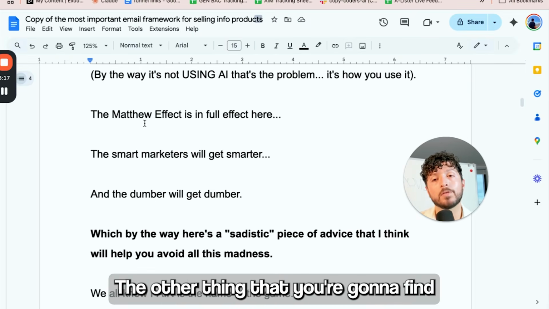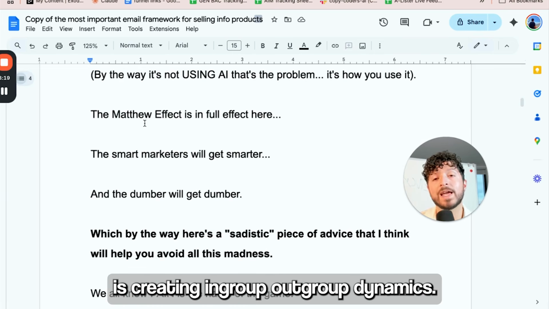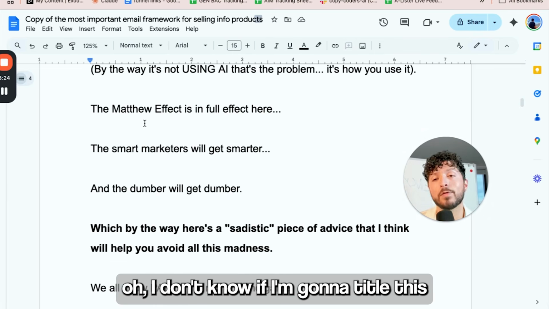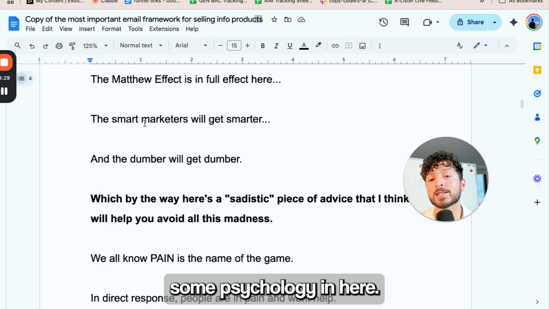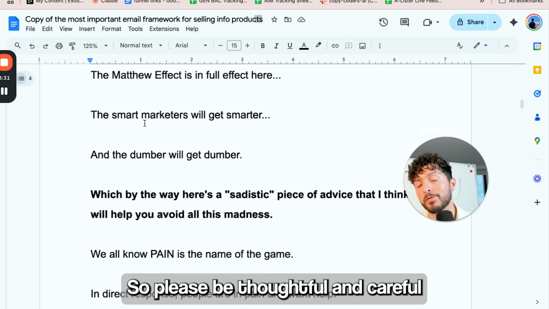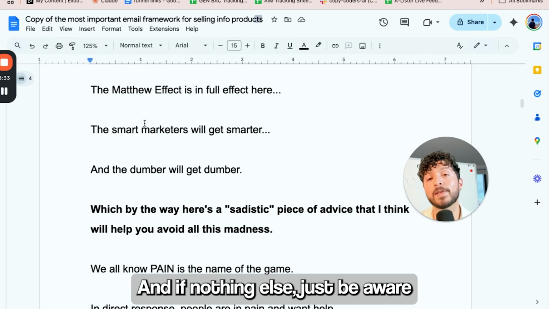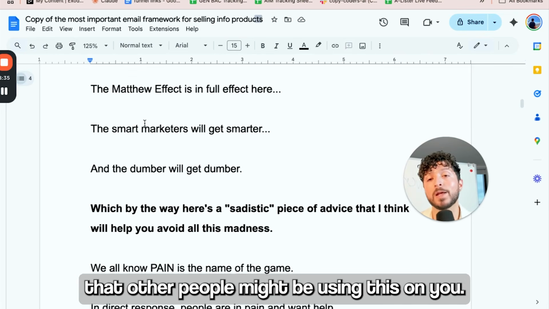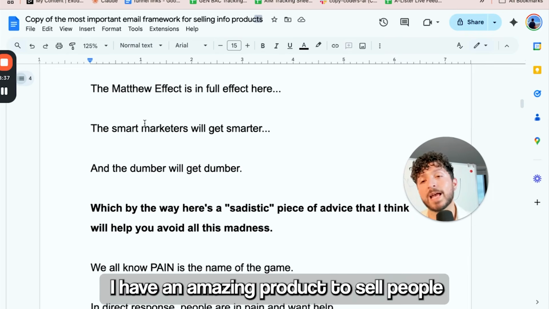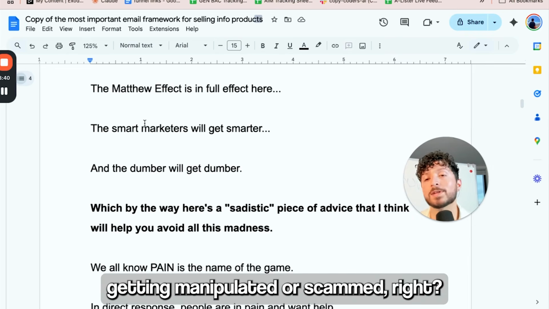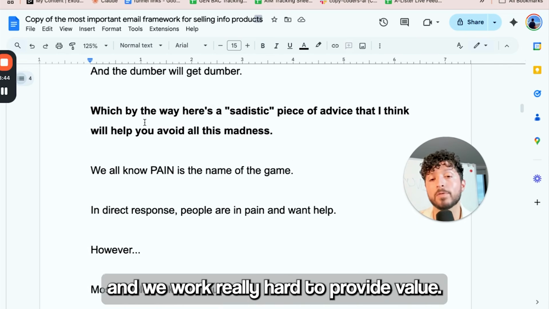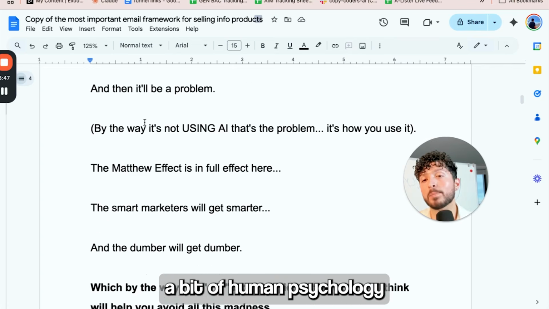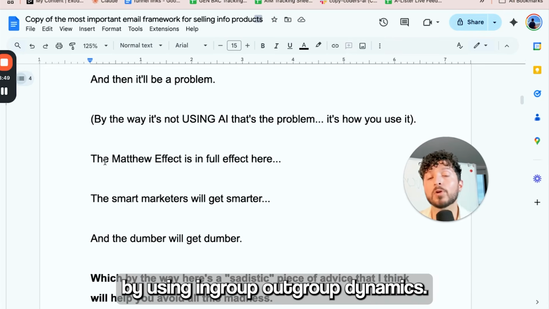The other thing that you're going to find that is really crucial to doing this is creating in-group, out-group dynamics. I don't know if I'm going to title this the most savage email or the most manipulative email. We're definitely leveraging some psychology in here. So please be thoughtful and careful when you use this, right? And if nothing else, just be aware that other people might be using this on you, okay? In this case, I have an amazing product to sell people, so I don't think anyone's getting manipulated or scammed, right? People love the stuff that we do, and we work really hard to provide value. However, we are leveraging a bit of human psychology by using in-group, out-group dynamics.